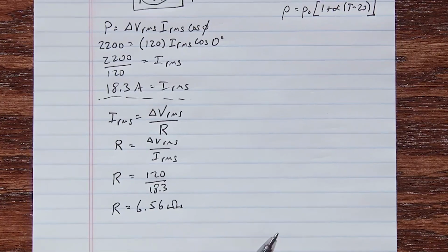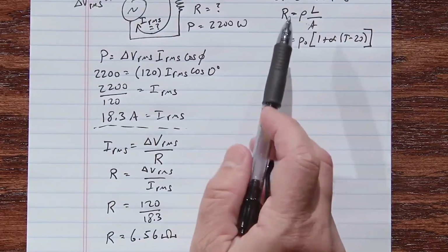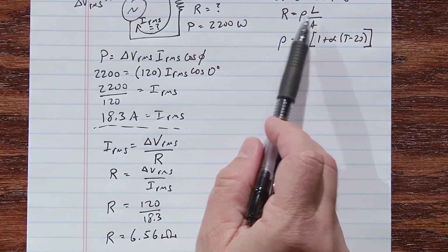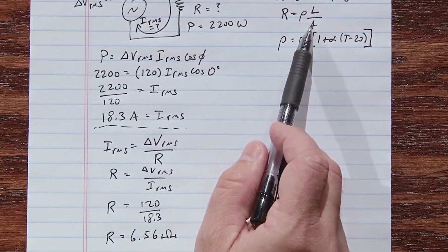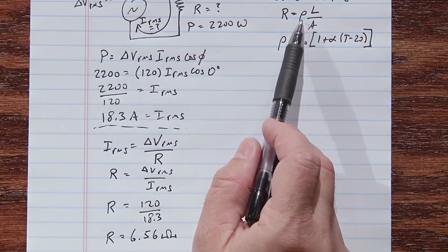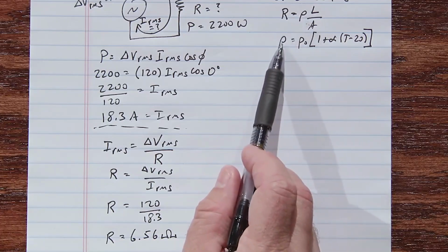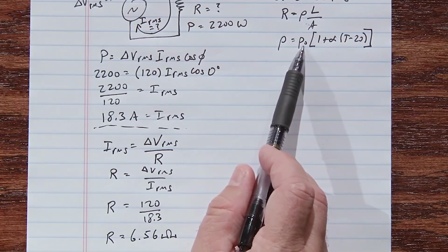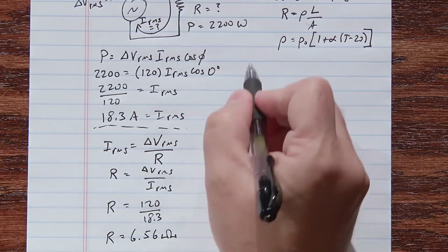Now that we know the resistance, we can work backwards through these equations. If we know the resistance and we know the length of the wire and the area of the wire, then we can calculate the resistivity. And once we know the resistivity, we know rho 0 and alpha, and we can calculate T. So let's do that.